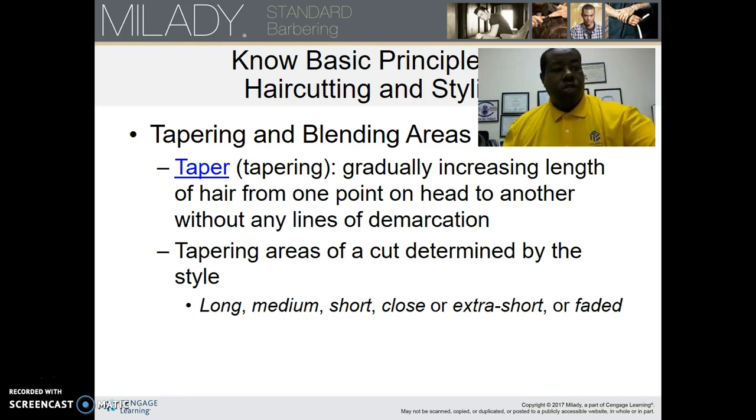Again, you can use your Chapter 14 in your Milady textbook as a reference as we go through some of these different points. So now we're going to continue where we left off. We're going to talk about tapering and blending different areas of the head.